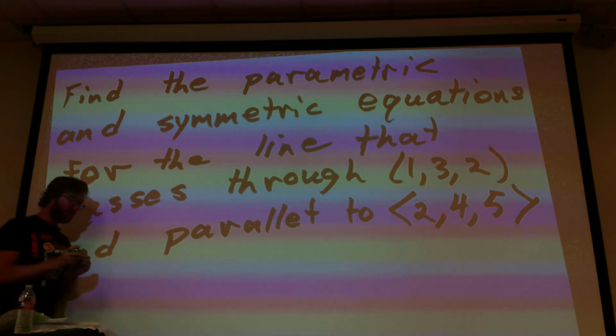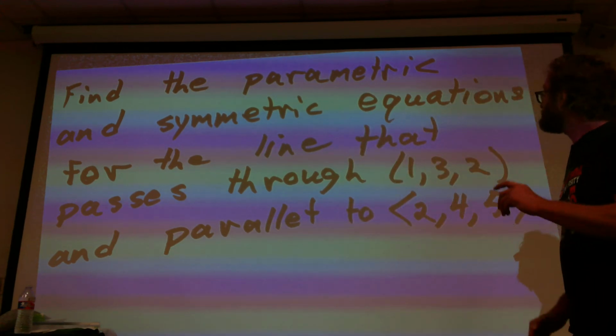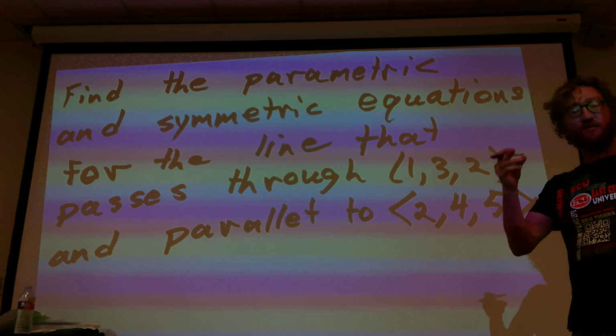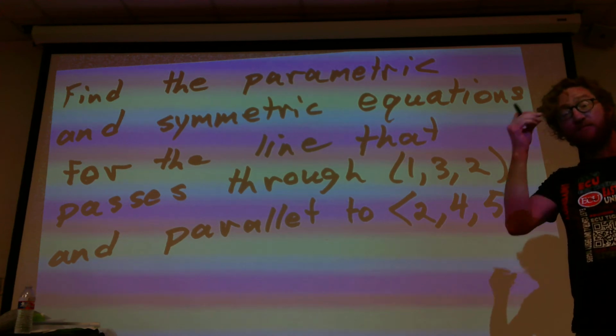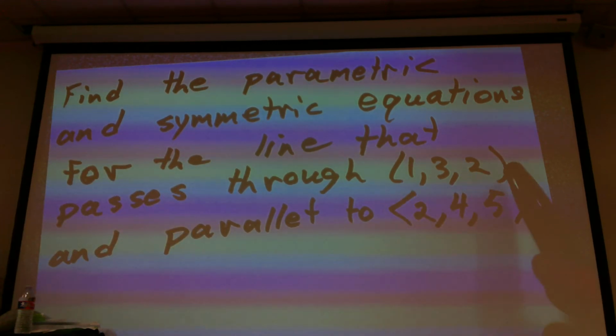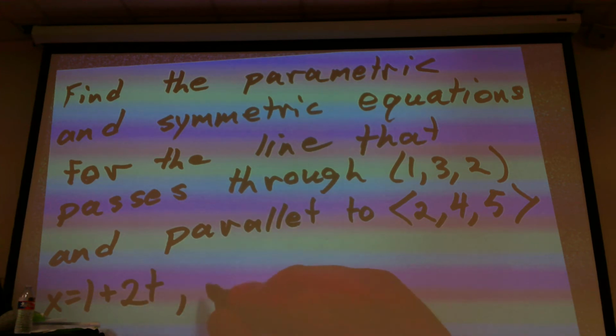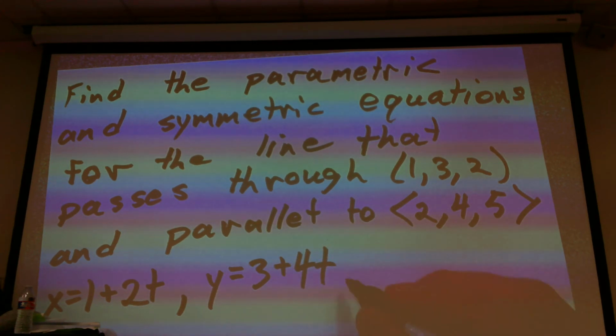Okay, so we already have a vector that is parallel to the line. We already have a point that exists on the line. So basically, on a problem like this, you're just going to plug it into the formula. This is the x naught, y naught, z naught. That's the a, b, and that's the c. So x is going to equal 1 plus 2t. Y is going to equal 3 plus 4t. And z is going to equal 2 plus 5t.